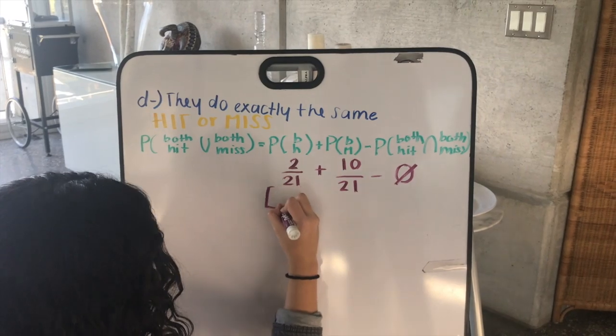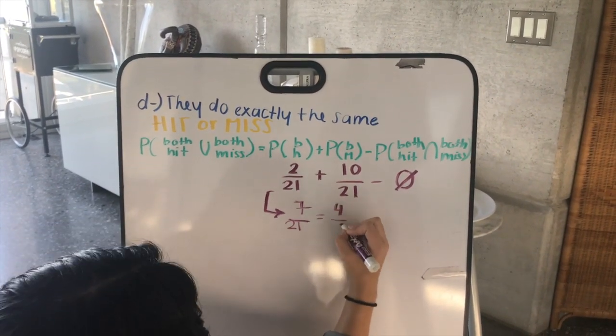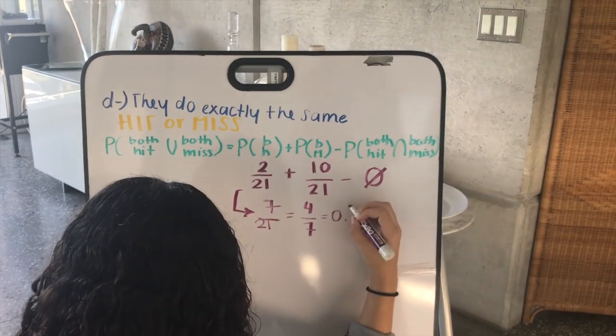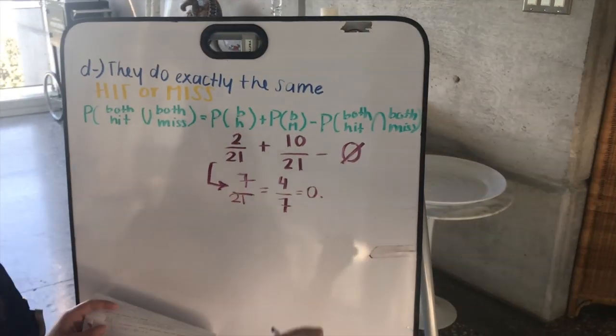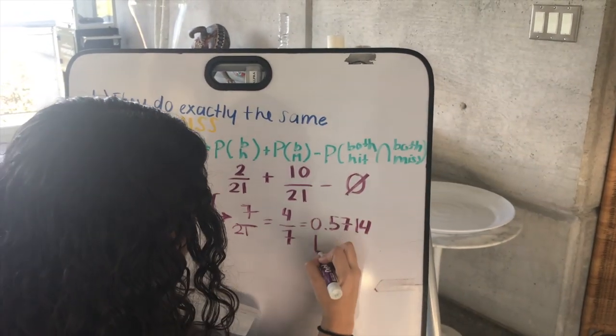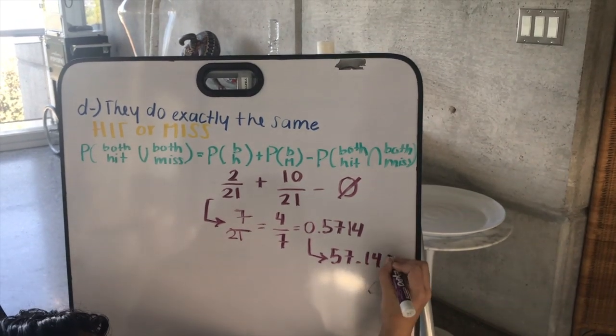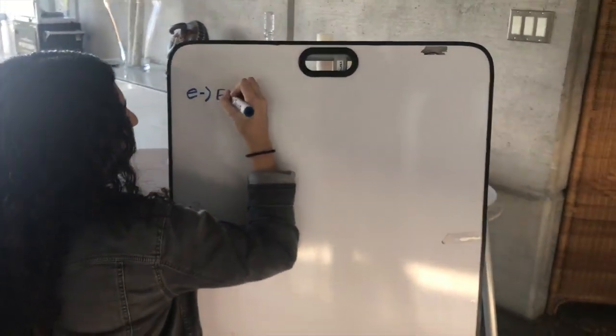And that'll give us 2/21 plus 10/21 minus 0, which is going to give us 12/21, which is simplified 4/7, multiplied by 100, it'll give us 57.14%.